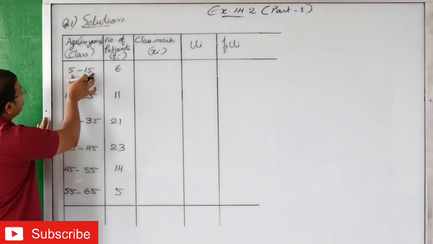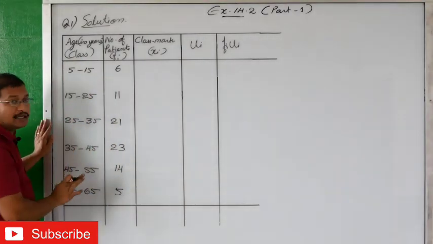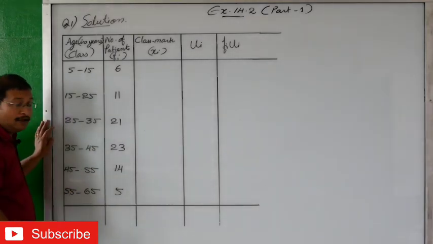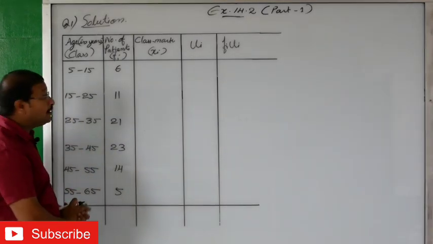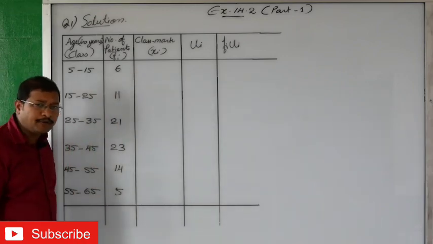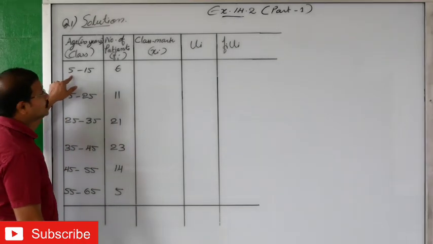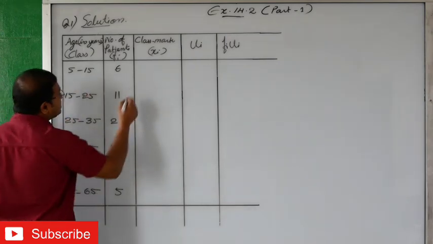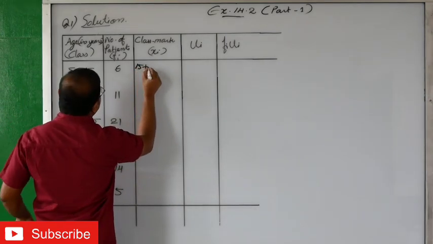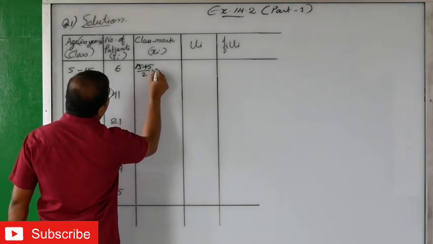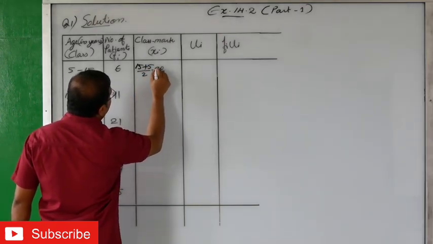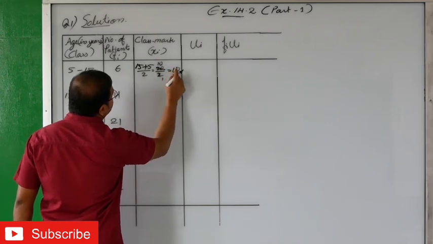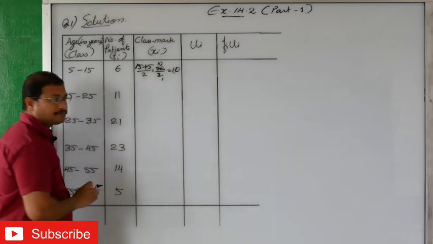Ready? First one, the class, that means age, is given 5 to 15, 15 to 25, it will continue. Ready? From here, what will you do first? We will make the class mark. How to make the class mark? We will add these two, that means upper limit plus lower limit divided by 2. That means 15 plus 5 by 2 equals 20 by 2. 2 ones are 2, 2 ones are 2, 10. So we got 10.